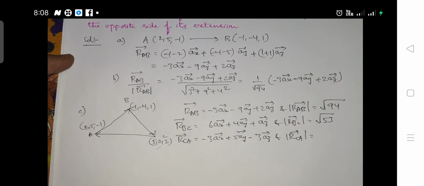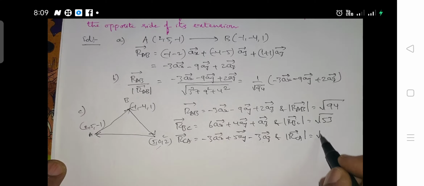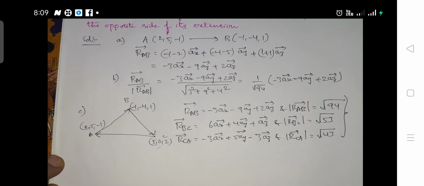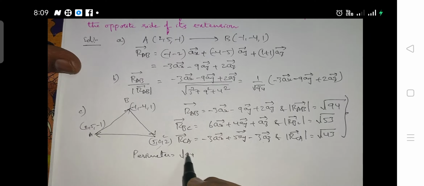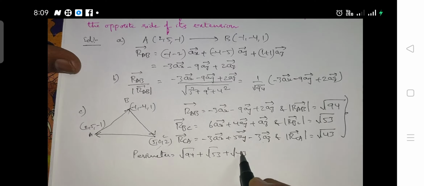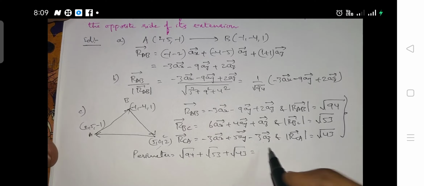That is equal to the square root of 43 units. And if you add these three lengths, you are going to get the perimeter. So the perimeter of this triangle is equal to square root of 94 plus square root of 53 plus square root of 43, and if we simplify this, we get 23.53 units.